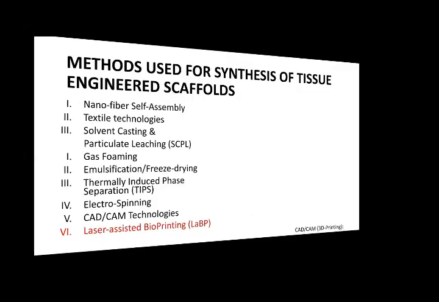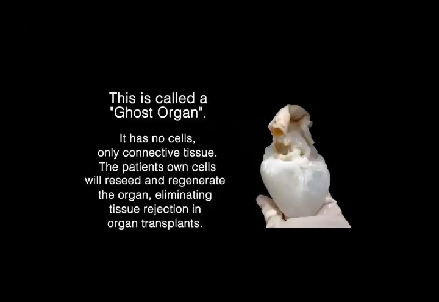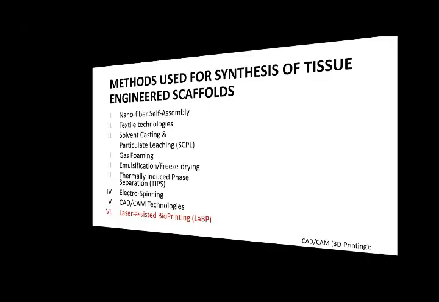What are some of the methods used for synthesis of tissue engineering scaffolds? For synthesis, we can use nanofiber self-assembly, textile technologies, solvent casting and particulate leaching, gas foaming materials, emulsification, freeze drying, thermally induced phase separation, electrospinning is another method, CAD-CAM technologies, laser assisted bioprinting. Bioprinters or 3D printers are also another form of leading methods used in synthesis of tissue engineering currently. So CAD-CAM is basically another relative term for 3D printing.